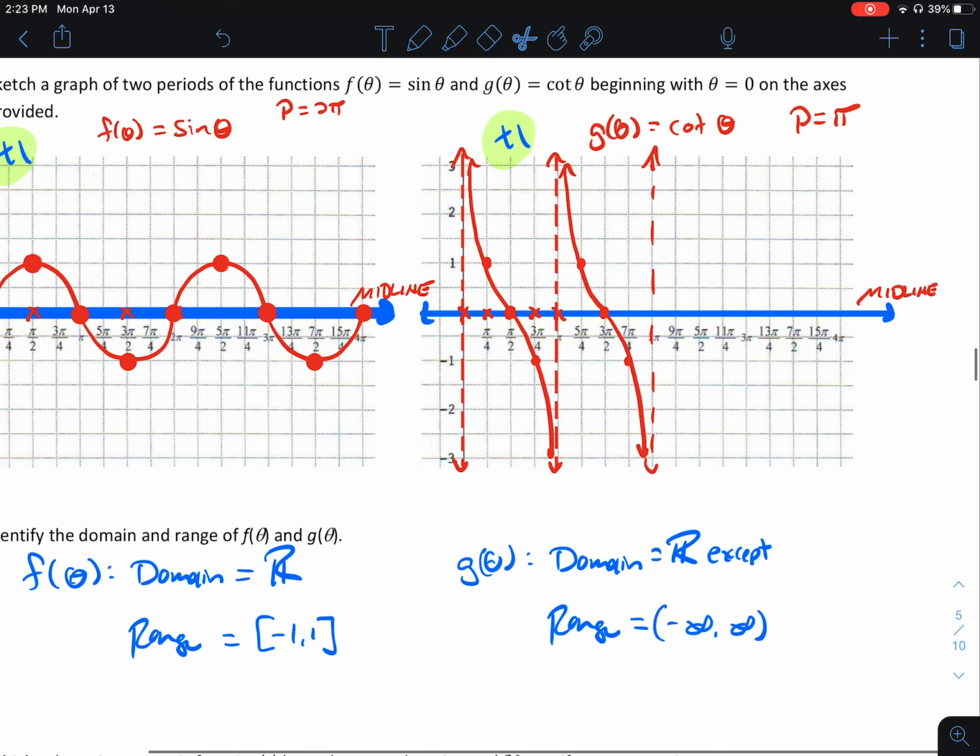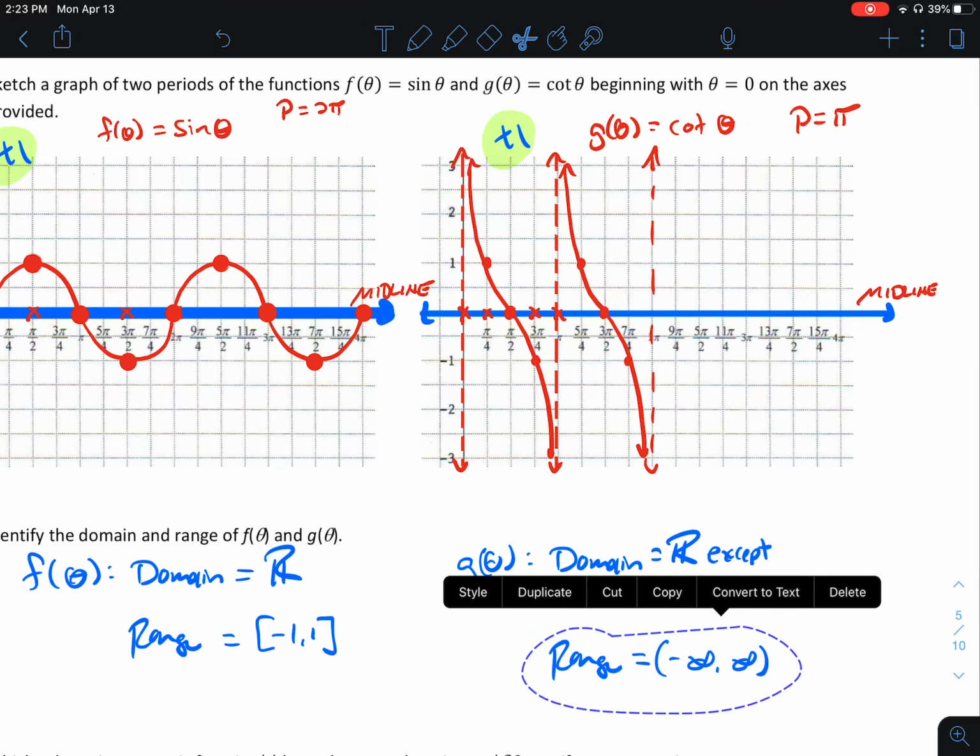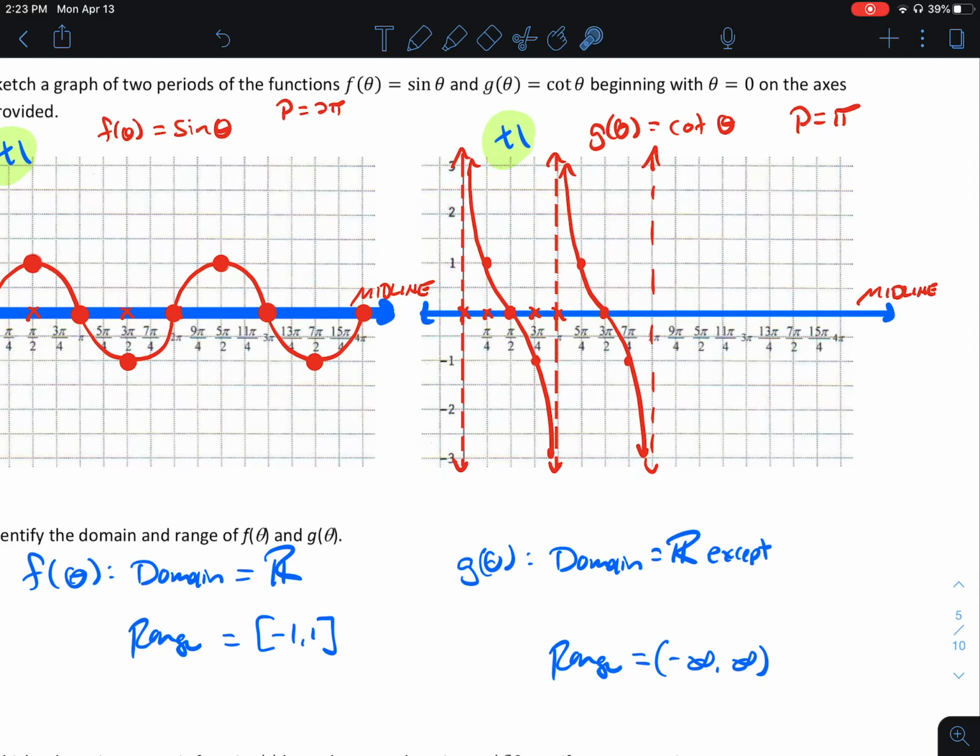Those exceptions are going to happen whenever these vertical asymptotes appear. Now, the first vertical asymptote happens at 0. And when I say first, it could be argued this isn't the first one because this goes on forever left and right. It's just the one that I'm choosing is at 0.